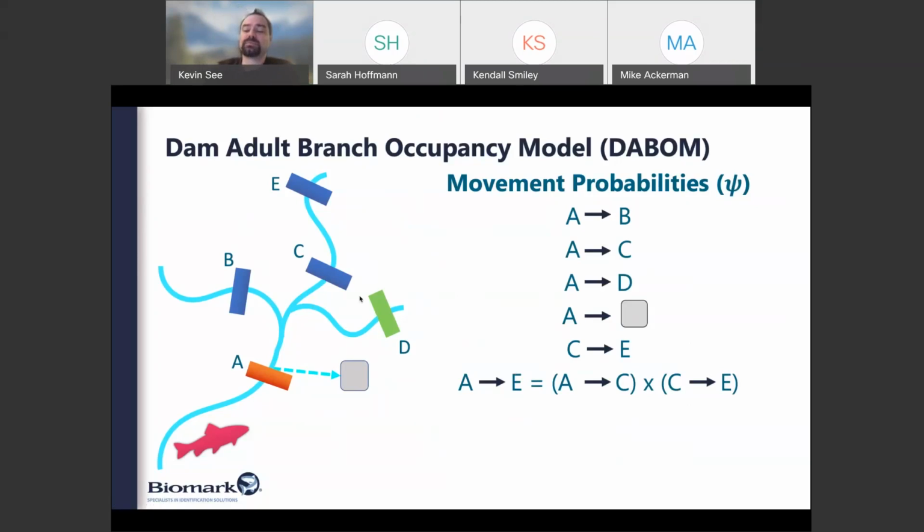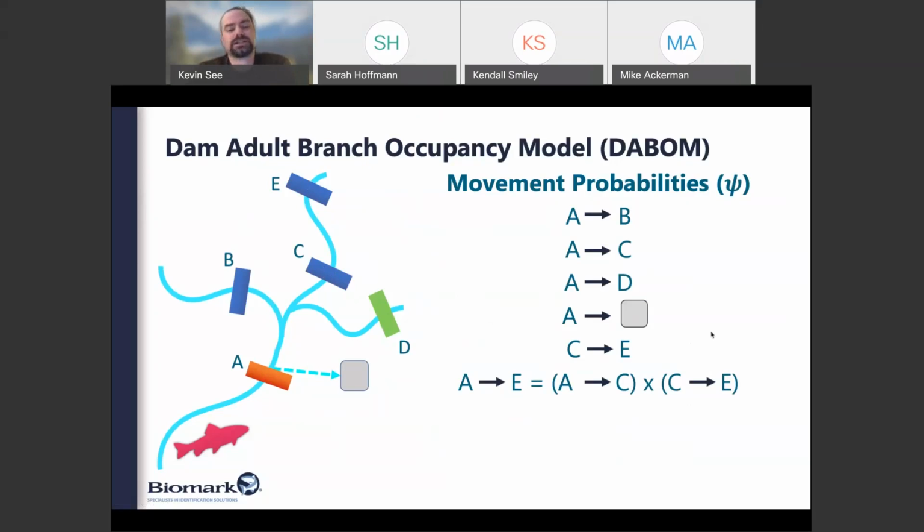The other movement probability in this example would be: if you go past site C, you make it all the way up past site E. Those are what we're really aiming to estimate. That's the key here. Getting at the probability of going from A all the way to E is just a matter of multiplying some of those probabilities together appropriately.